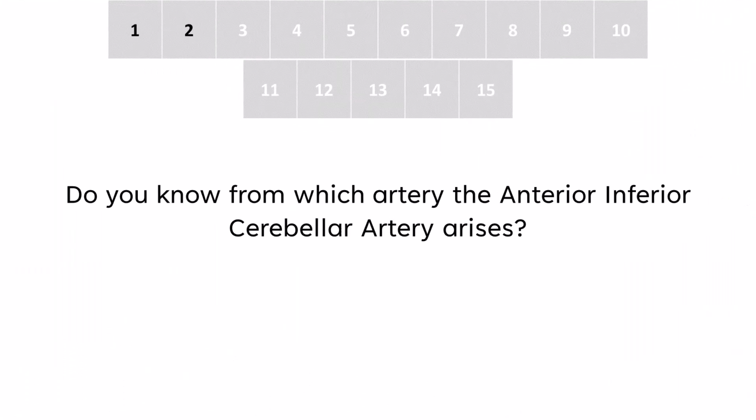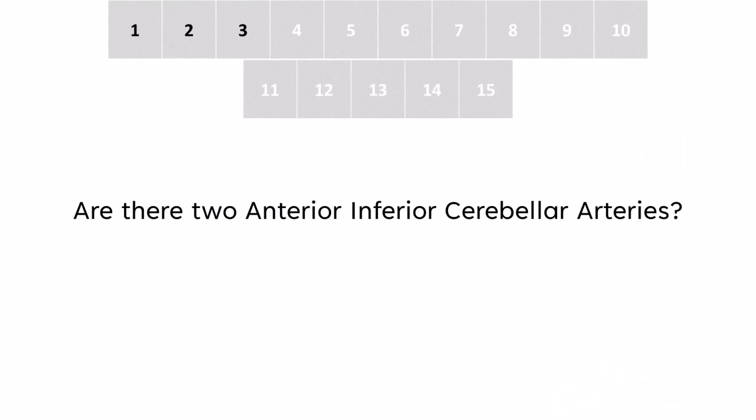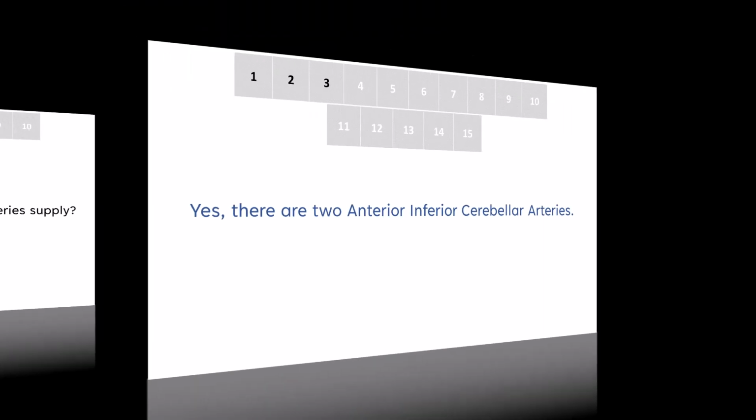Do you know from which artery the Anterior Inferior Cerebellar Artery arises? The Anterior Inferior Cerebellar Artery arises from the Basilar artery. Are there two Anterior Inferior Cerebellar Arteries? Yes, there are two Anterior Inferior Cerebellar Arteries.